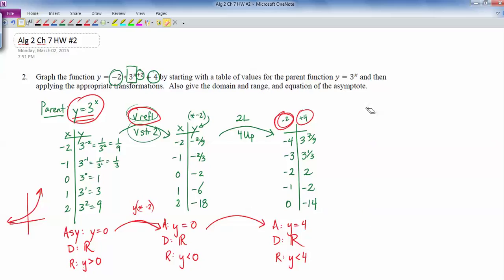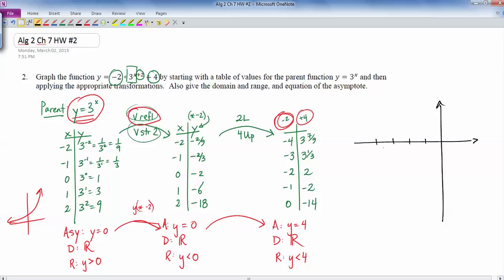Let me move that over. Let's see, lots of negatives here. So let's go -1, -2, -3, -4. And let's go by 2's. So 2, 4, -2, -4, -6, -8, -10, -12, -14. We'll go one more. 2, 4, -2, -4, -6, and so on.